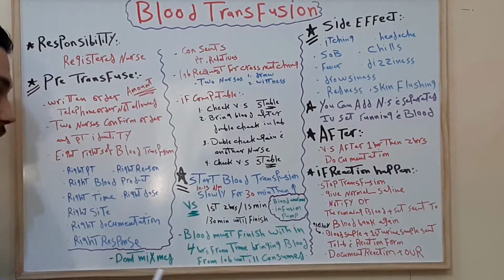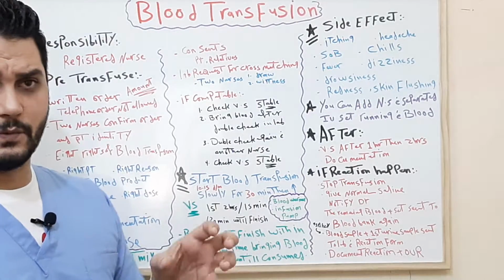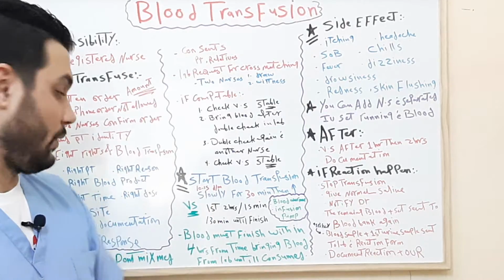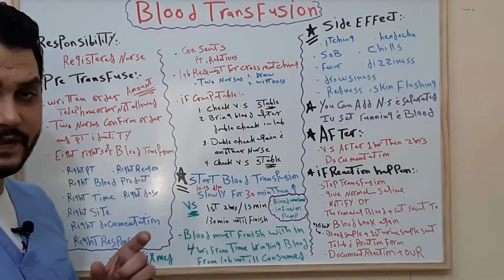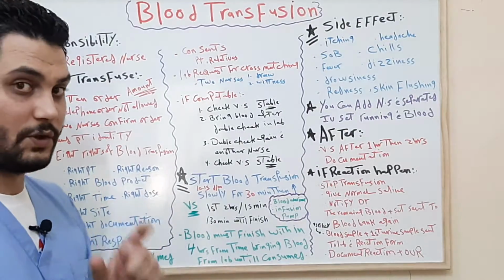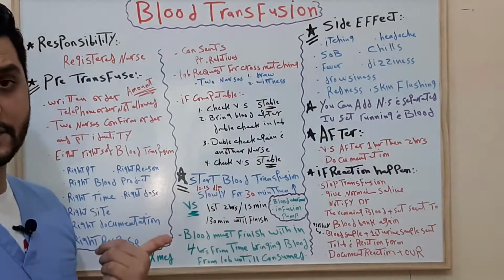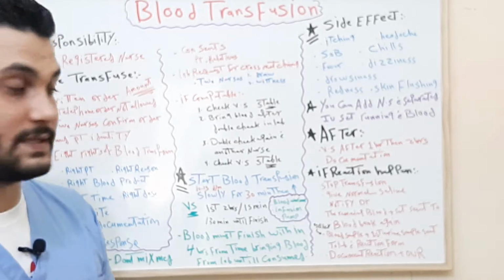Okay, right site: where you will transfuse the patient, where is the site of the patient. The patient, what is the unit he is in. Okay, the next thing is right documentation. You must document everything that happens during this process. Document everything. Then the right response: whether the patient has any reaction or not from blood transfusion, you must write this response.